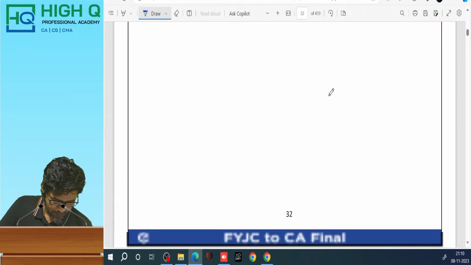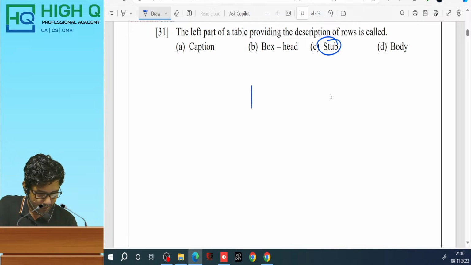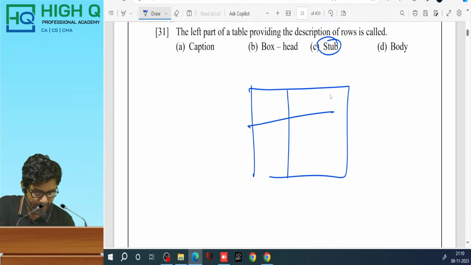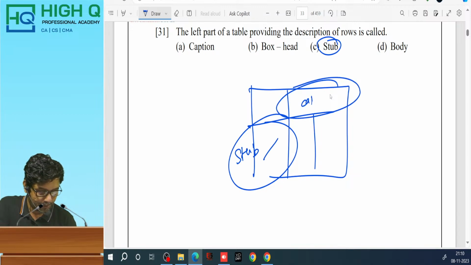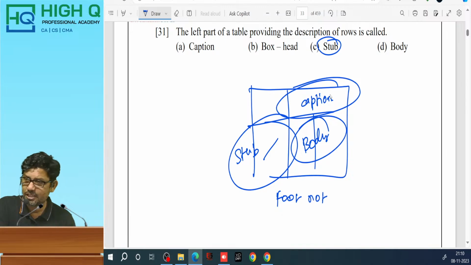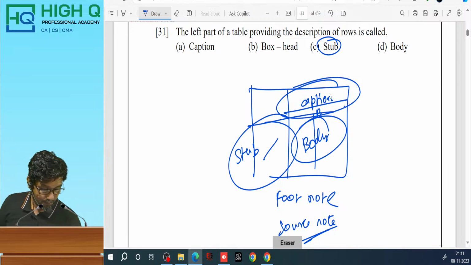The left part of a table providing the description of rows is called stub. Look at this. It's a table, right? Now, this portion we call as what? Stub. And what is this? Caption. This is the body of the table. And finally, footnote. There are five parts. Footnote, and finally source note. Sorry, box head.